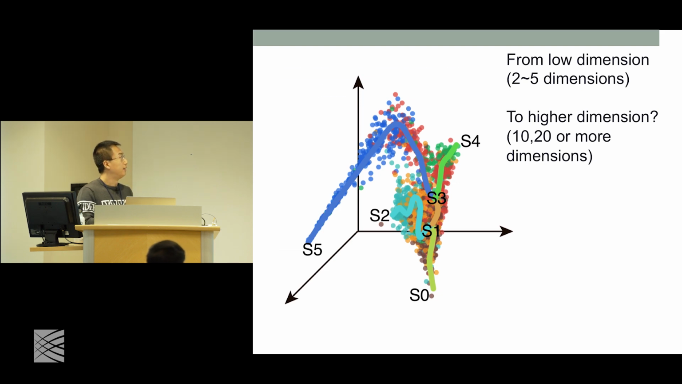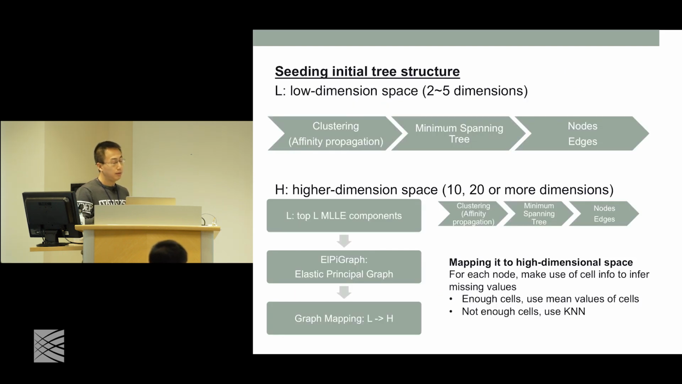We actually spent a lot of time trying to solve this issue, and we finally realized the seeding structure is the key here. In the low dimensional space we can use this strategy, but in higher dimensional space the data points are way more sparse, and we tend to get too many clusters, and the minimum spanning tree will give you too many noisy branches, which will make the later structural learning more challenging.